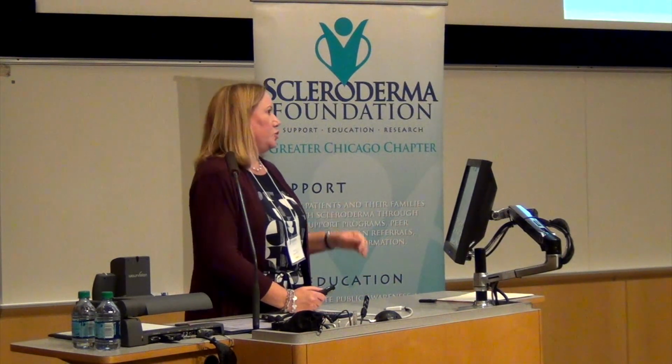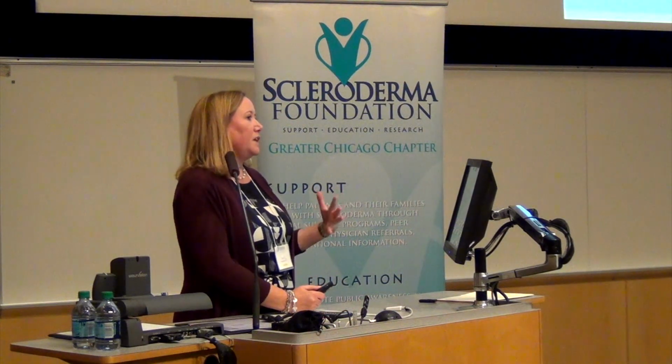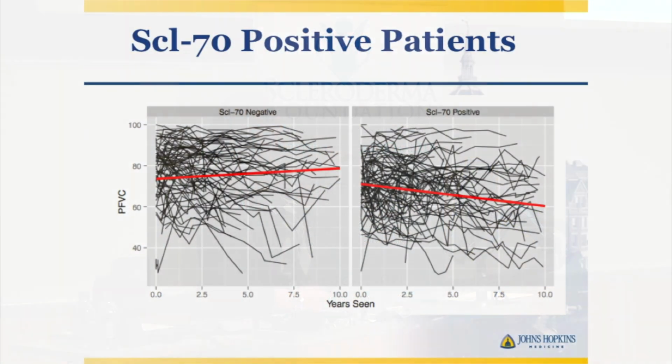The antibody that I told you about, the SCL70 antibody, which we think of as actually being a strong correlation to lung fibrosis. This is data from our center. That's what's called a spaghetti plot. You can see why it's called a spaghetti plot. This is lung function, and this is time. So these are people who don't make this antibody and people who do make this antibody. And you can see that on average, people who don't make this antibody tend to stay stable. People who make this antibody, on average, tend to lose some lung function.